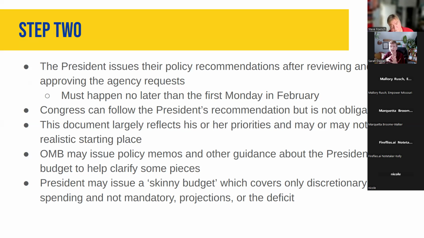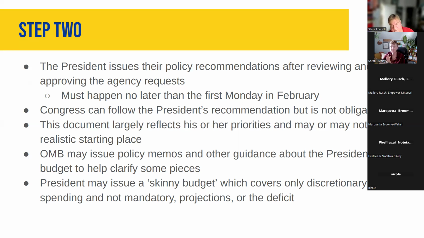The president is going to provide that budgetary recommendation to Congress, and Congress can follow the president's recommendation, but is not obligated to. Often what happens is they'll use that as a starting place, have their own conversations, and start to consider what is a more realistic middle ground, but not always, right? The document from the president usually really reflects their own budget or their own priorities. And like I said, maybe completely unrealistic.